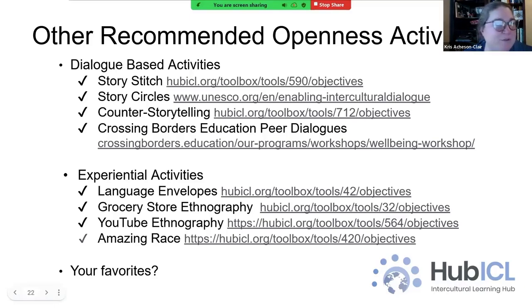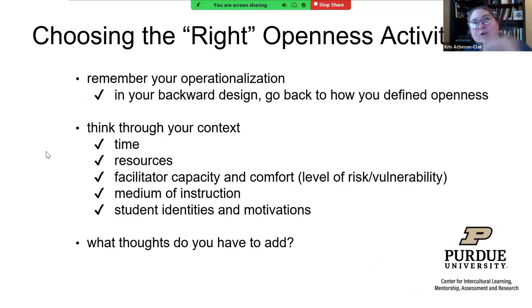While you're typing and thinking about that, we have just a couple of slides that we want to talk about in this backward design kind of vein about how you might want to go about choosing openness activities.